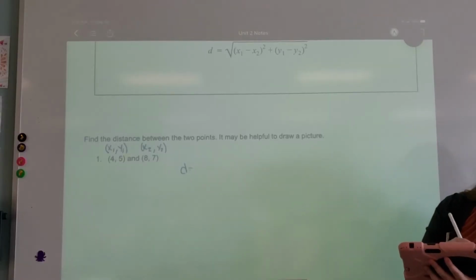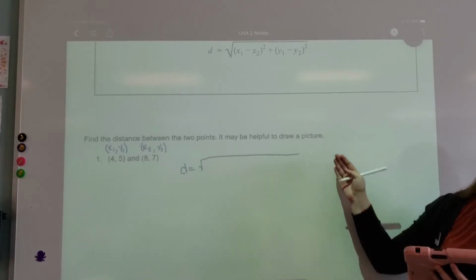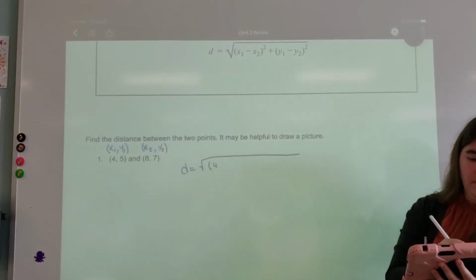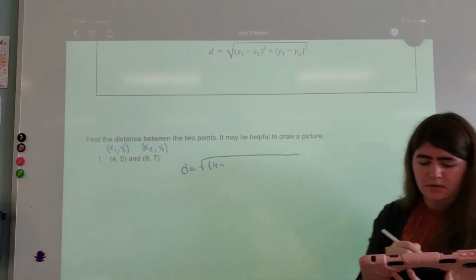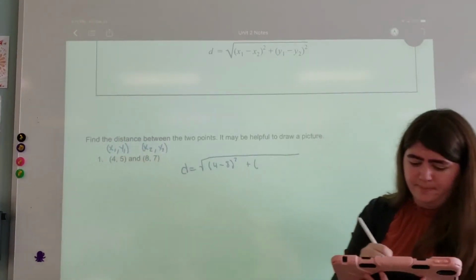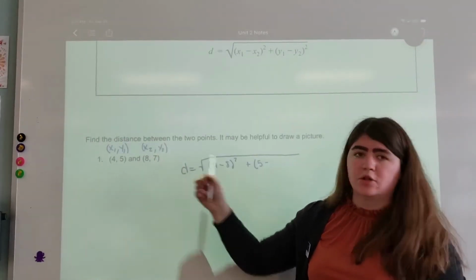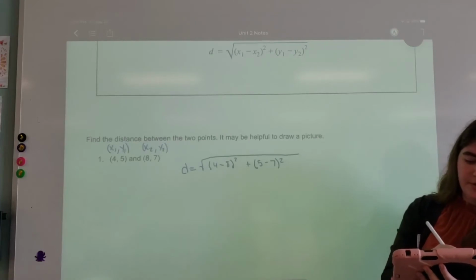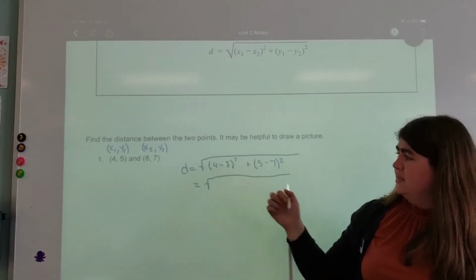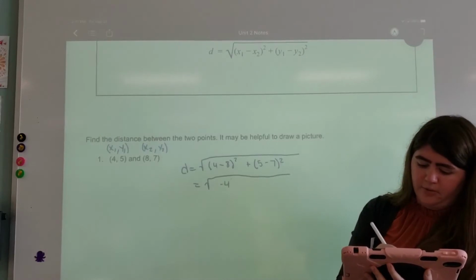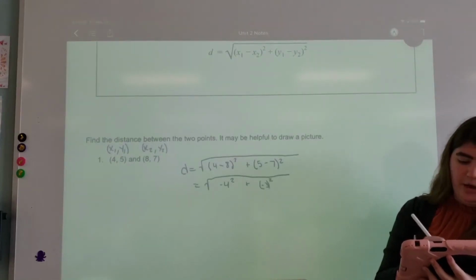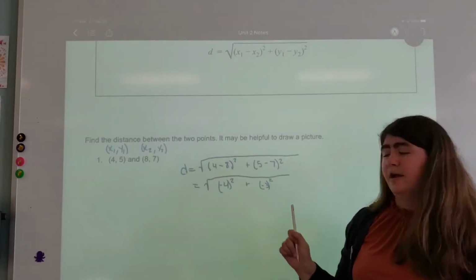So I have D is equal to the square root of all of these things. So I have my x1, which I said was 4, minus my x2, which I said was 8, squared, plus my y1, which was 5, minus my y2, which is 7, and that's squared as well. So now I'm going to start by simplifying what's underneath the square root. So I have the square root of 4 minus 8 is equal to negative 4, so I have negative 4 squared plus 5 minus 7 is equal to negative 3, so I have negative 3 squared. If it helps you to put parentheses so you don't forget that the negative is being squared, please do.